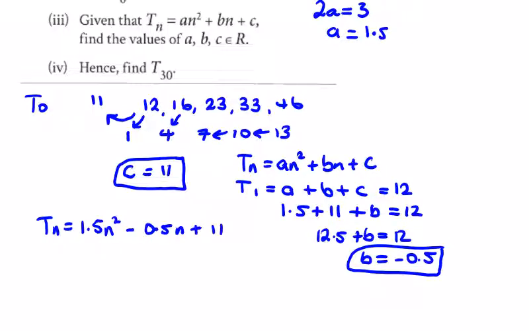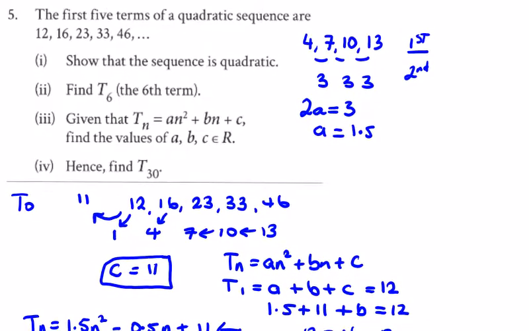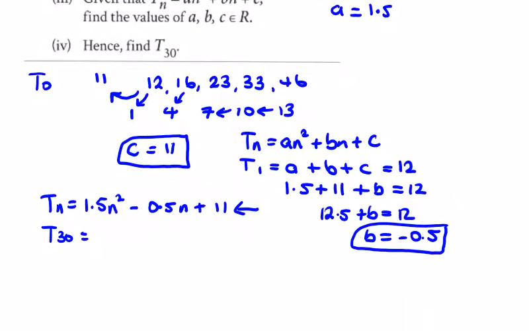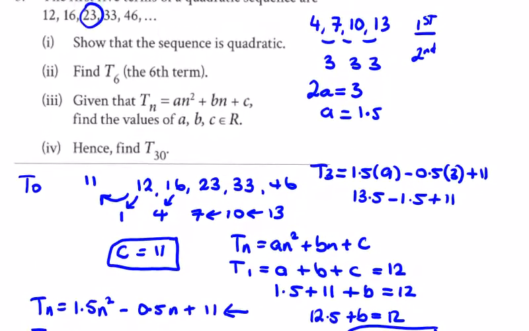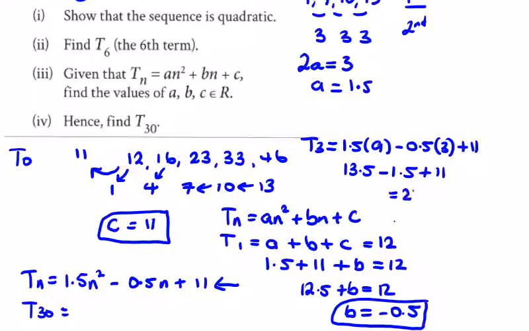So we have a, b, and c, and then find t30. Just put 30 in for n. I will check this sequence actually now first. Let's just check t3, random 123. We should get t3 to be 23. 1.5 by 3 squared will be 9, minus 0.5 by 3 plus 11. So 13.5 minus 1.5 plus 11 is going to give 24.5 minus 1.5, which is the 23 that we circled there. So we are correct. Always check if you can with maths.